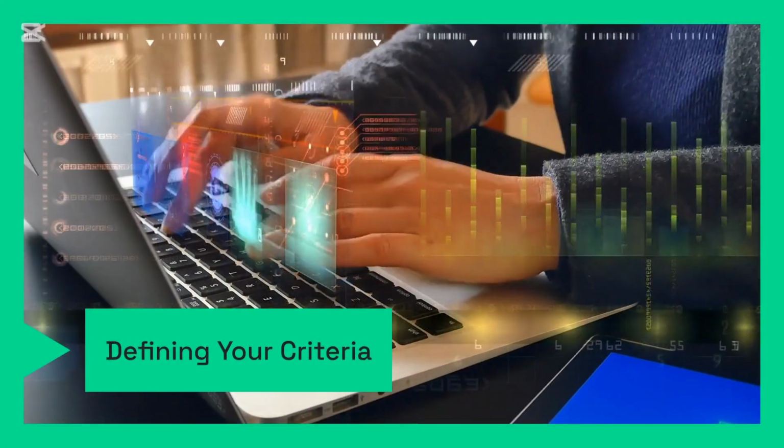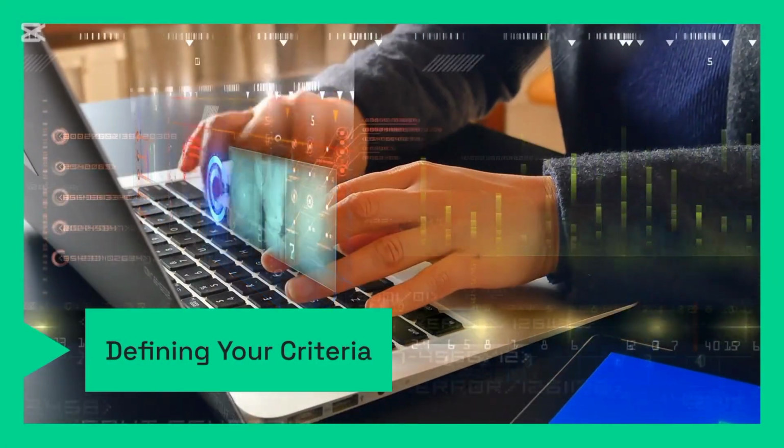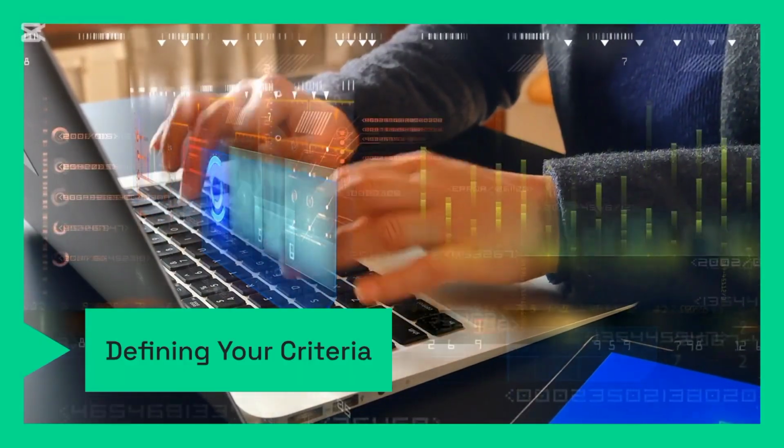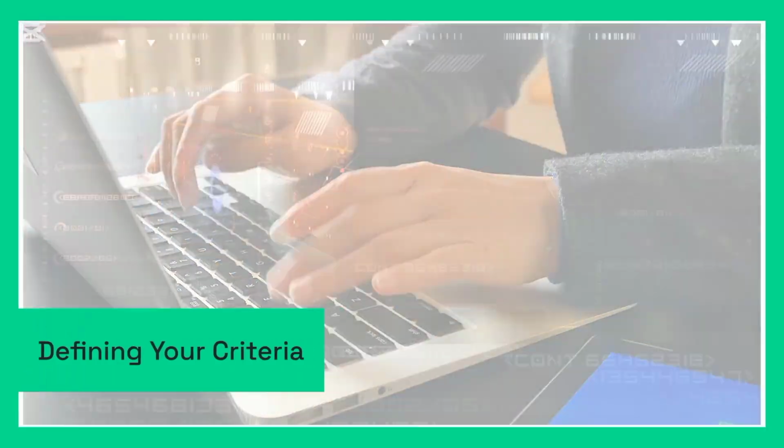Step 1 is defining your investment criteria. What yield are you targeting? What sectors do you prefer? Clearly defining these parameters is the first step before consulting the AI.